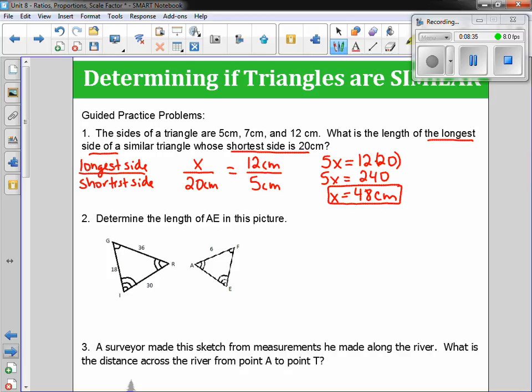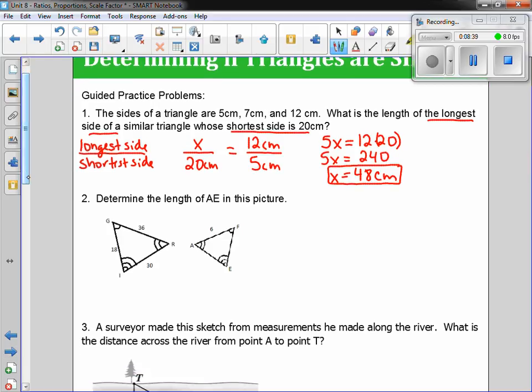The next example gives us a picture. It wants us to find the length of AE. It does not tell us what it is, so we're going to use x as a placeholder. Since I know that all angles are congruent, I need to make sure that I write my proportion based off of those corresponding angles.